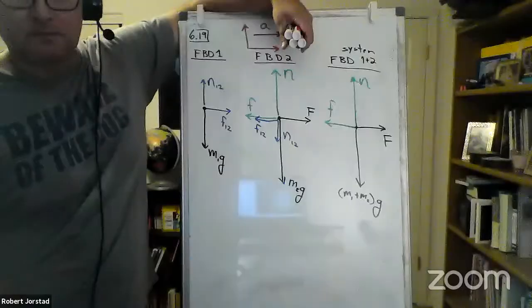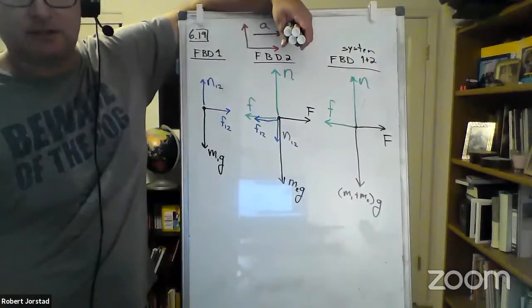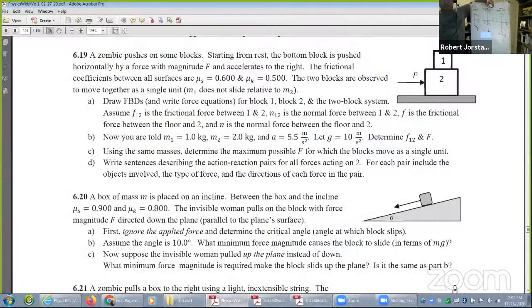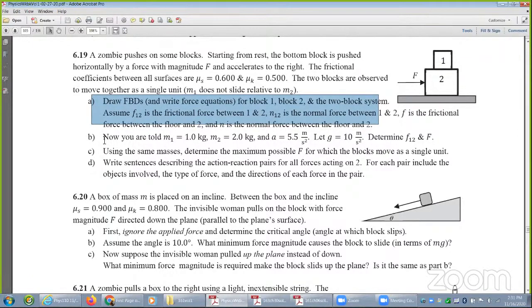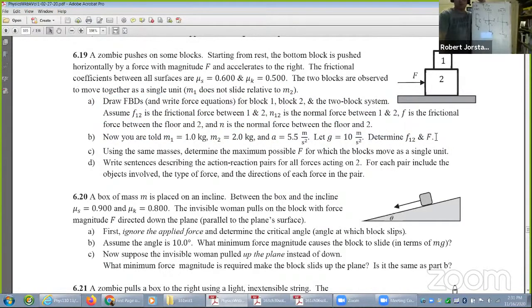Okay. Whoops. Oh, we need to see the question again. Let's see the next part. I think that was part A, right? Okay, we did all of part A. So now take a look. We're supposed to figure out F12 and F. So we're given the masses, accelerations. So M's, A, and G. Got it.